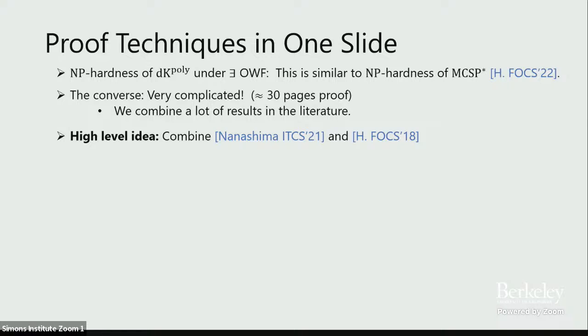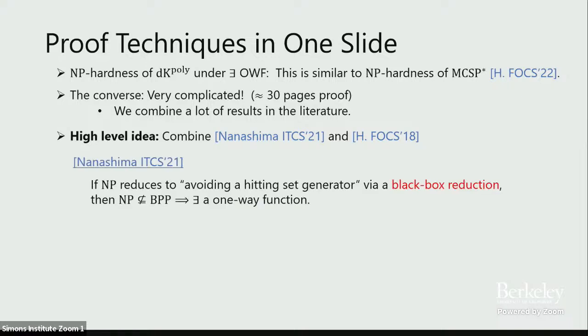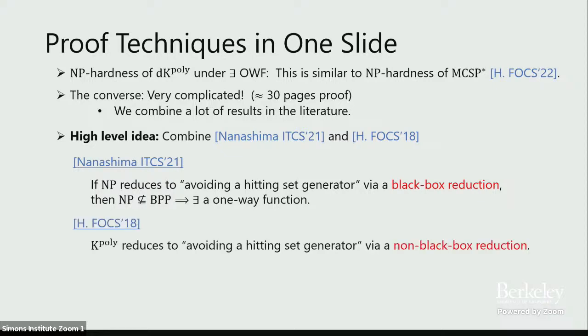Basically, at the high level, we just combine a very nice result by Mikito Nanashima and my worst-case to average-case reduction. What Nanashima showed is that if NP reduces to avoiding a hitting set generator, which is a stronger notion than one-way function, by using a black-box reduction, then we can eliminate Heuristica and Pessiland. On the other hand, in my worst-case to average-case reduction, we showed that the K-poly time-bounded complexity problem reduces to avoiding a hitting set generator by using a non-black-box reduction.